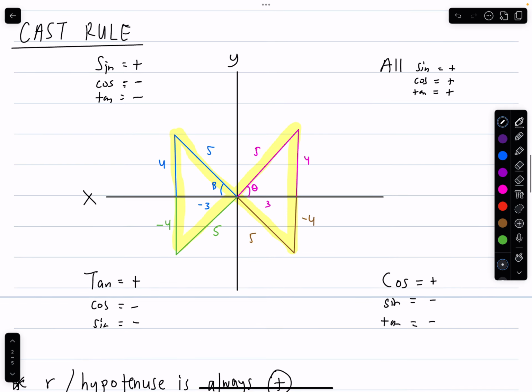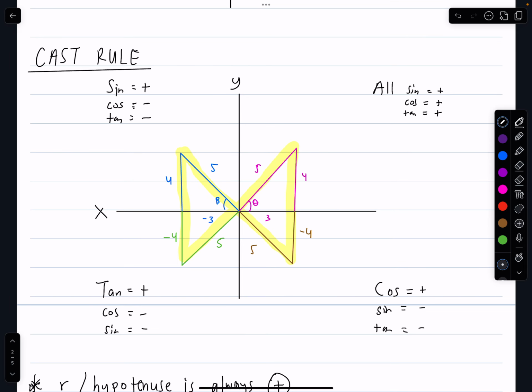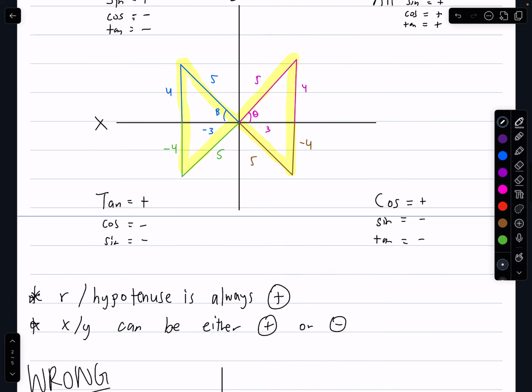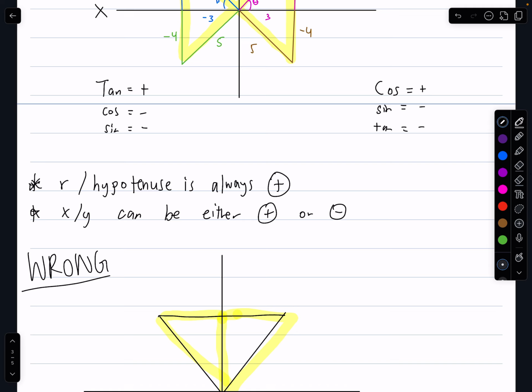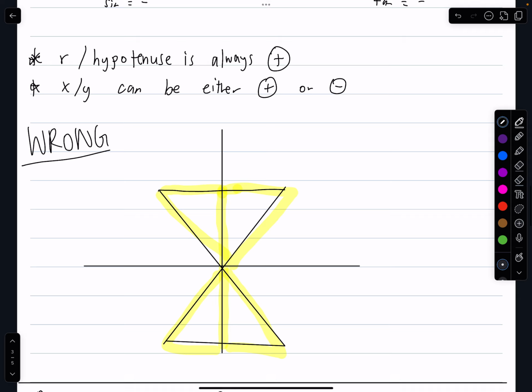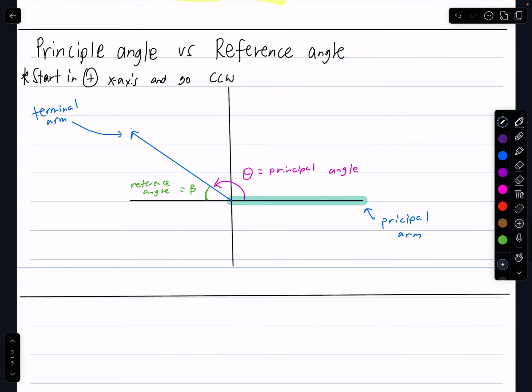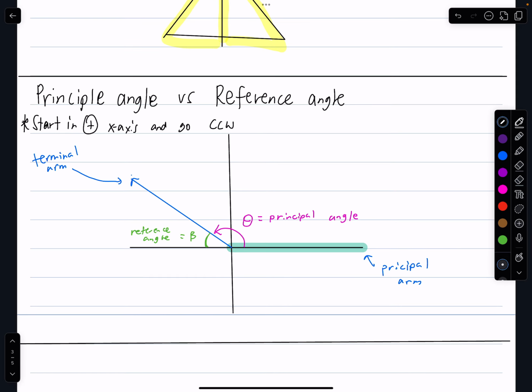Then we got the CAST rule, so the CAST quadrants: cos is positive, all is positive, sine is positive, tan is positive. And we know the hypotenuse is always going to be positive, but the x or y could be positive or negative, depending on which quadrant you're in. We also know not to do this, right? Don't make your triangles in reference to the y-axis. And the last thing is, what is the difference between a principal angle and a reference angle, a principal arm and a terminal arm, right? And we start at the positive x-axis, and we go counterclockwise.